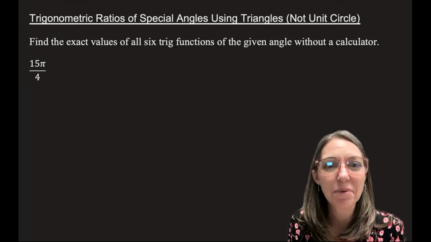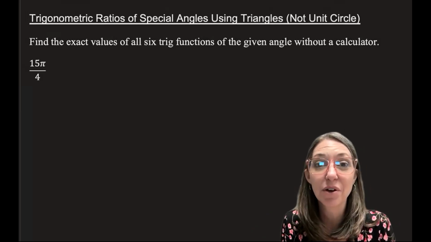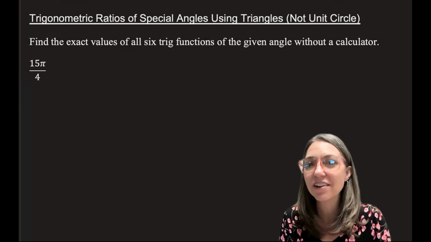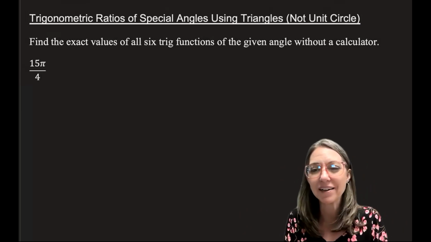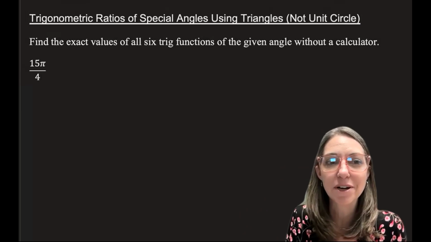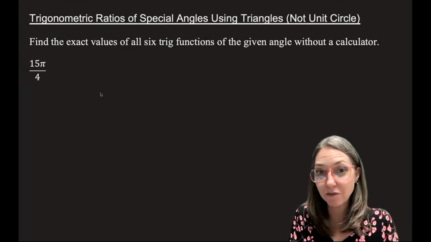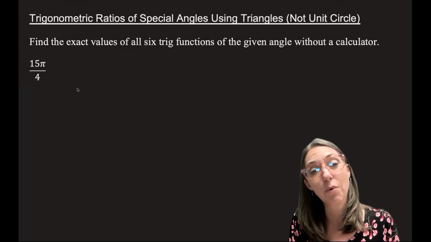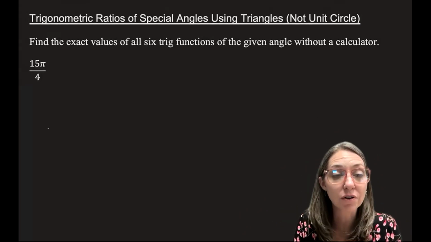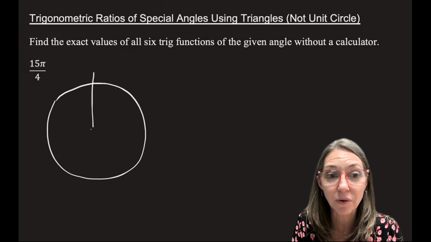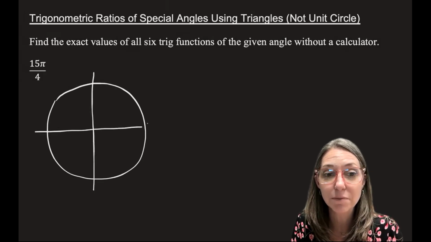Howdy! In this problem, we're going to find the exact ratios of all six trig functions of 15 pi over 4 without a calculator and without the unit circle, because no one likes to memorize that much information. So what do we do? Well, we are going to sketch a picture, 15 pi over 4. Let's see, that's definitely more than one revolution around the circle. So we first need to use coterminal angles to find a smaller angle that's coterminal to 15 pi over 4.